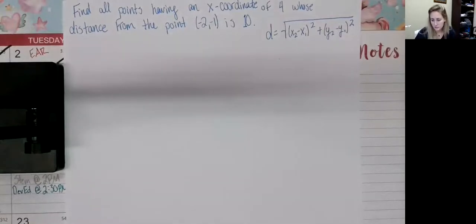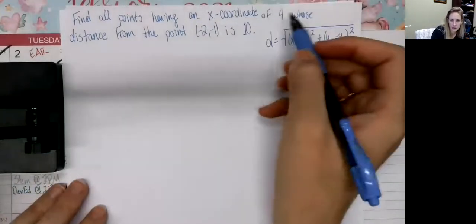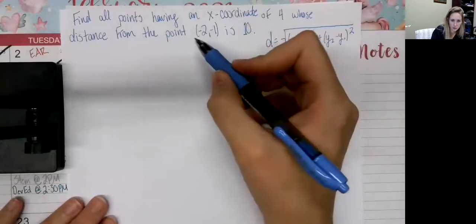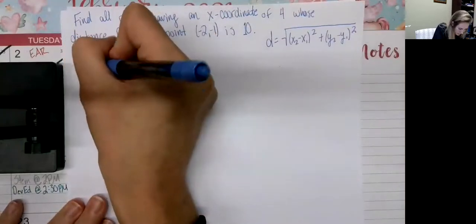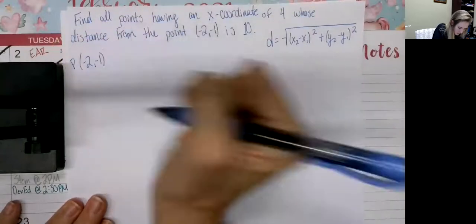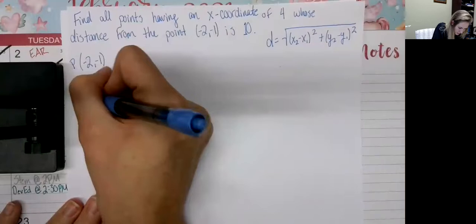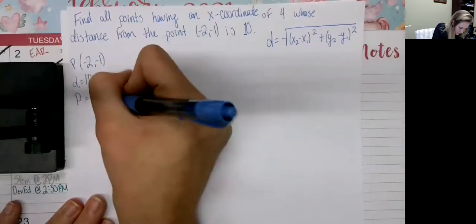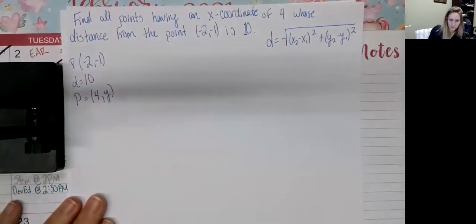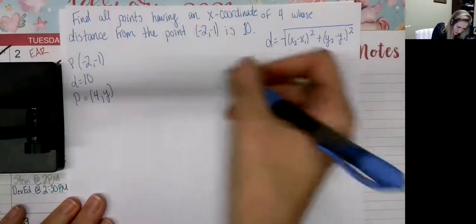Now they've given us a lot of information already, and we need to use that information to figure out what we need. So find all points having an x-coordinate of 4 whose distance from the point (-2, -1). So I have a point, and then I have the distance is 10. And then on the other point, we know that we have an x-coordinate of 4, so we're looking for our y-coordinate. So let's go ahead and set that up. So our distance is 10.